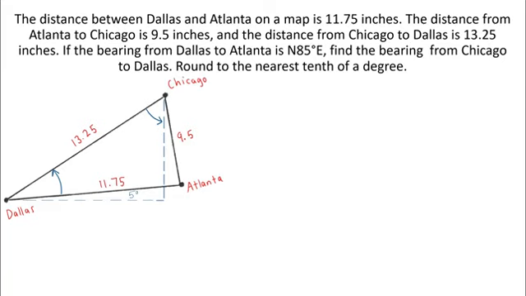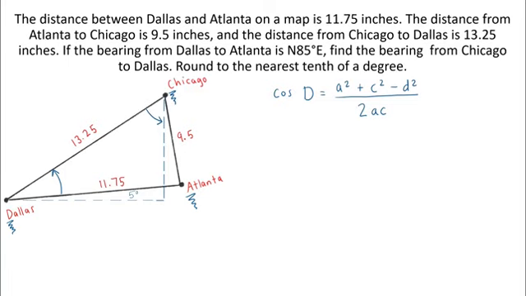Now keep in mind, this angle is part of the original triangle that we drew. And in the original triangle that we drew, we have the lengths of the 3 sides. And I know that I can find the measure of the angles in that triangle by using the law of cosines. And what we'll do here to help us is we'll name this angle D for Dallas. We'll name this angle A for Atlanta, and we'll name this angle C for Chicago.